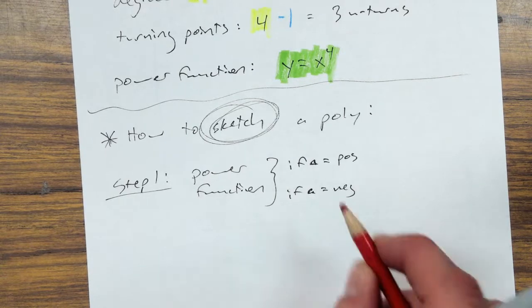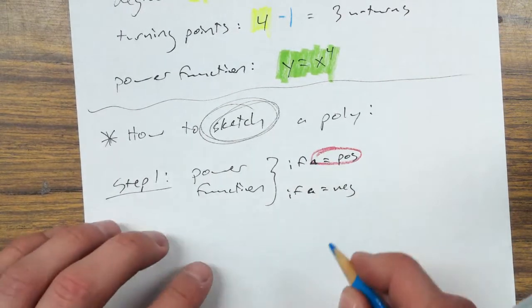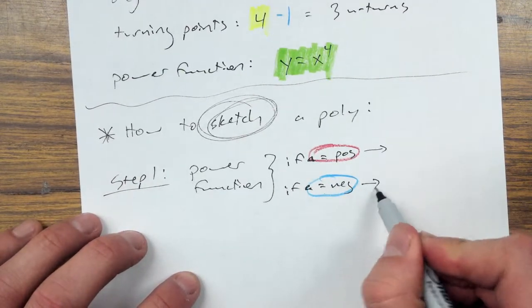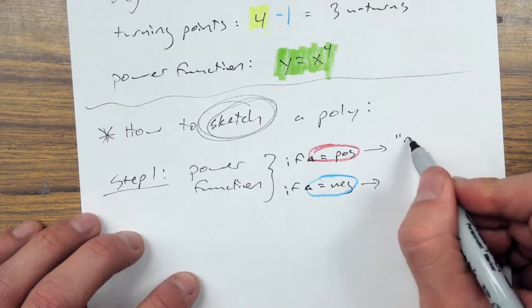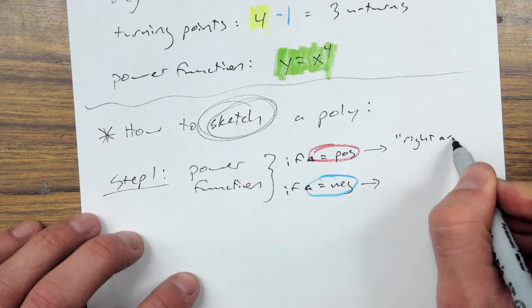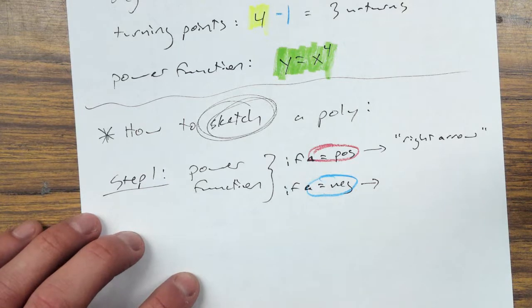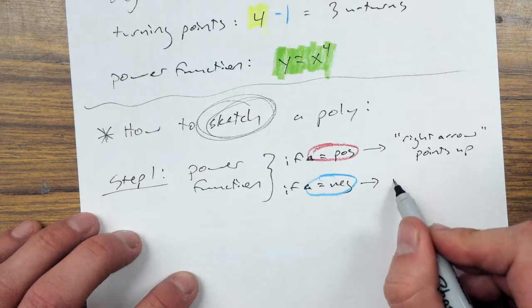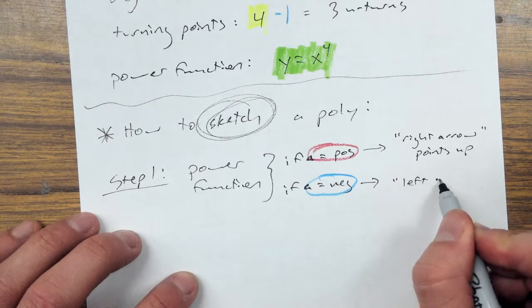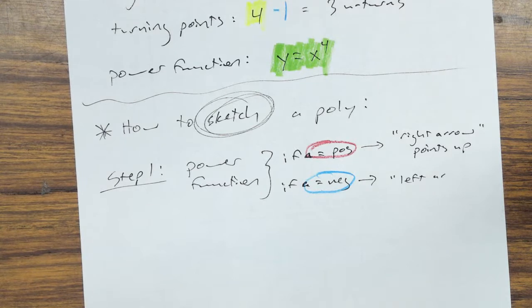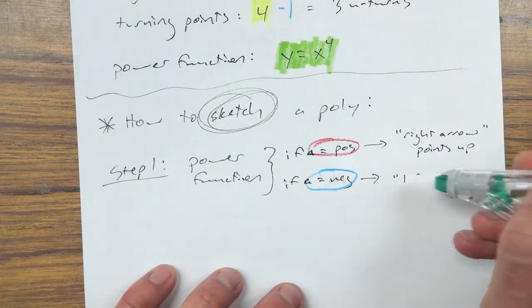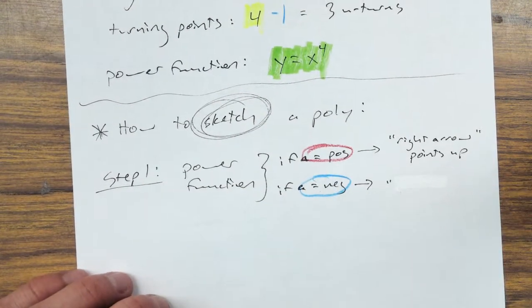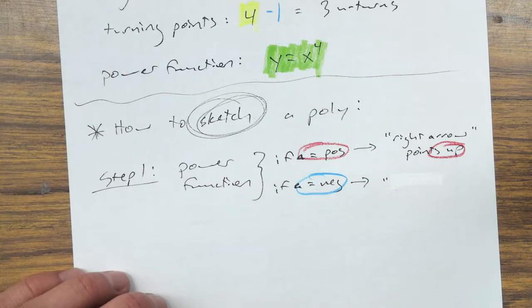If A is positive, if A is negative, then this is what's going to happen to the picture. The right arrow, because it has two arrows, it has a right arrow and a left arrow, the right arrow points up. Or the left arrow, excuse me, I'm sorry, I messed that up. The right, if A is positive, the right arrow points up.